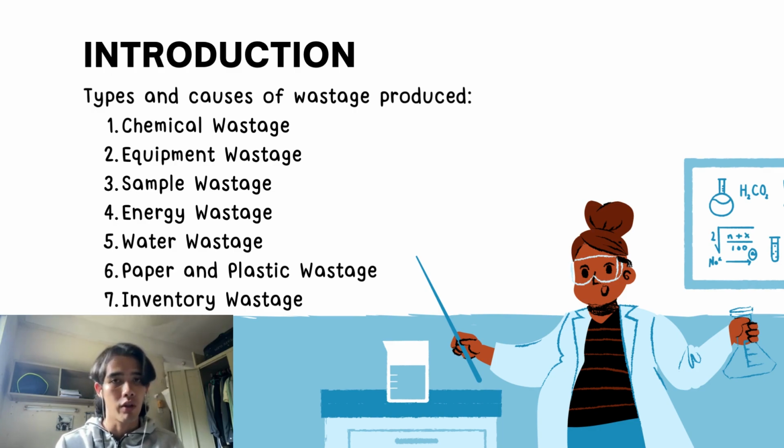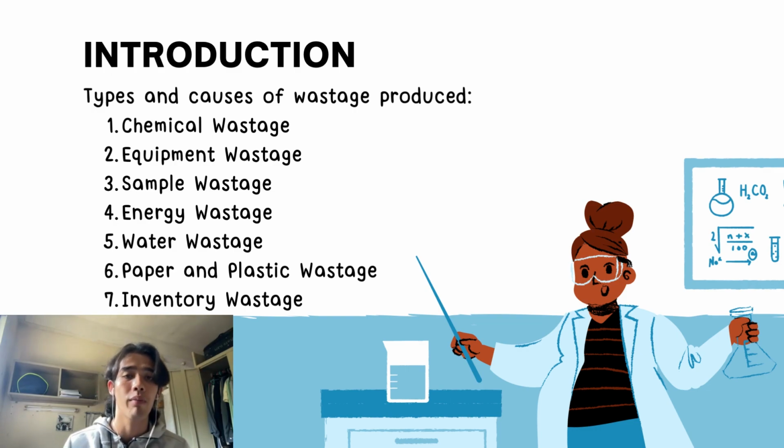Okay, in the laboratory, a lot of wastage can occur. Firstly is chemical wastage. Chemical wastage can occur through improper use, overuse, or disposal of items. This can occur through spillage, evaporation, expiration, mixing of chemicals, and so on.